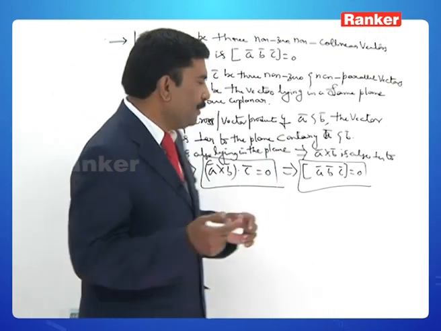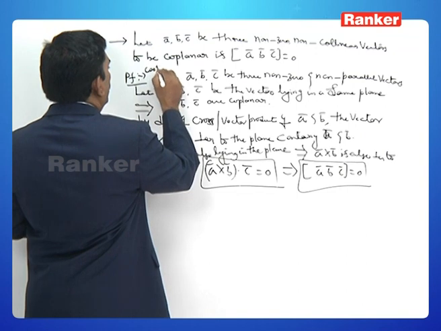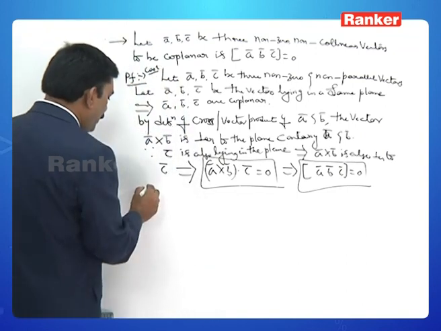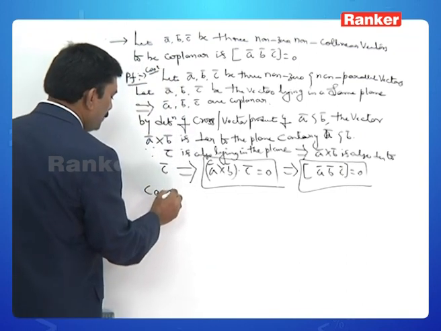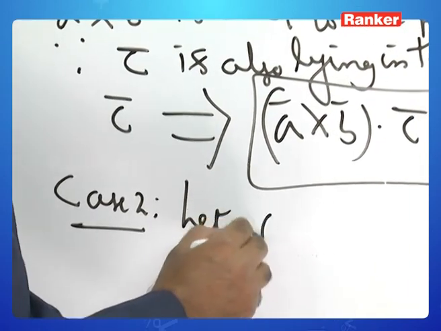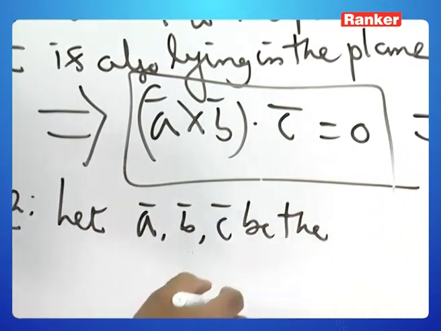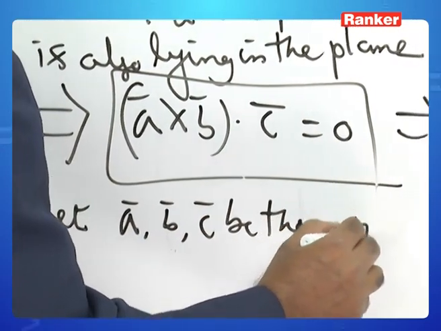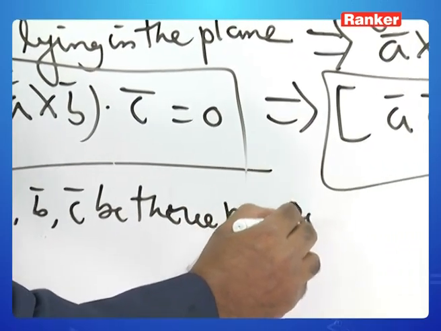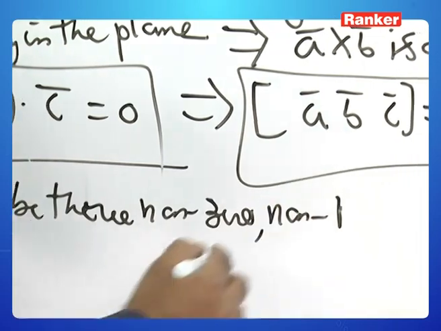Let us see. What I am going to do is case 1. You can take this as case 1. I am going for case 2. Let A bar, B bar, C bar be three non-zero, non-parallel vectors.